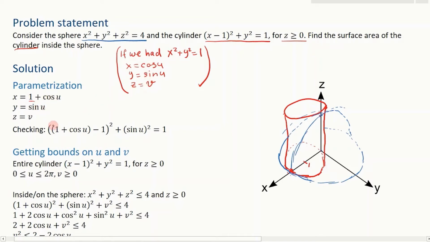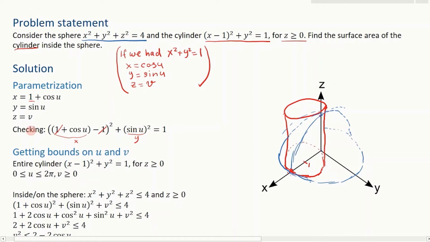Let's check that this is correct. What I did here is I took this equation and I plugged in our parameterization. So this would be x, this would be y. So I get (x minus 1) squared plus y squared equals 1. Now let's check that this is satisfied. 1 plus cosine u minus 1 has the 1 cancelled, so we get cosine squared plus sine squared of u, and if you square both of them and add, you get 1.